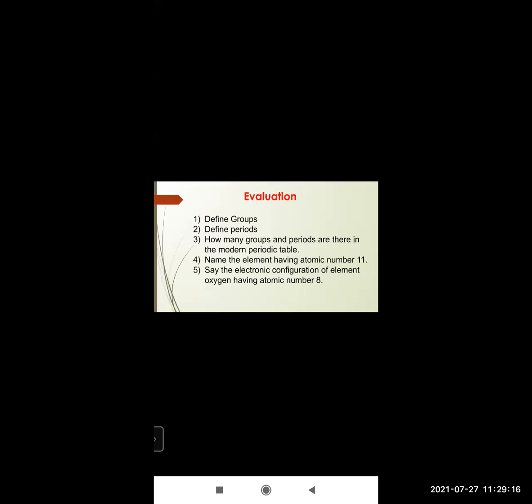Clear? And once again, you can revise page number 21 and 22. And tomorrow in the next period, we'll continue from the next point, that is periods and electronic configuration and how to write down the different things in the modern periodic table. So tomorrow we'll continue. Okay. Thank you, students. If any students have any doubt, they can ask. Otherwise, we'll wind up our lecture.